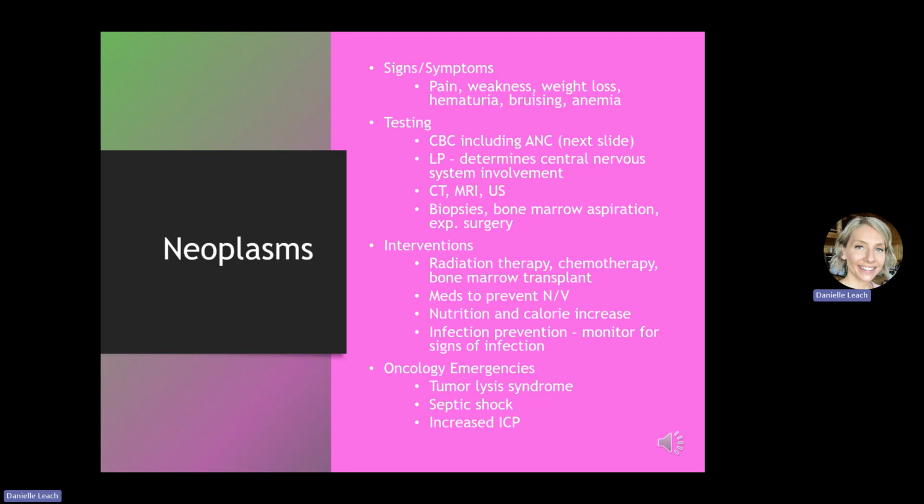Septic shock, which is basically going to be from overwhelming infection. So did the person, since their immune system is depressed, catch some sort of infection and become septic and then go into shock from that? Increased intracranial pressure, going to be due to something that's taking up space in the central nervous system. So for example, a brain tumor that's occupying space in the brain and is putting extra pressure inside the cranium.